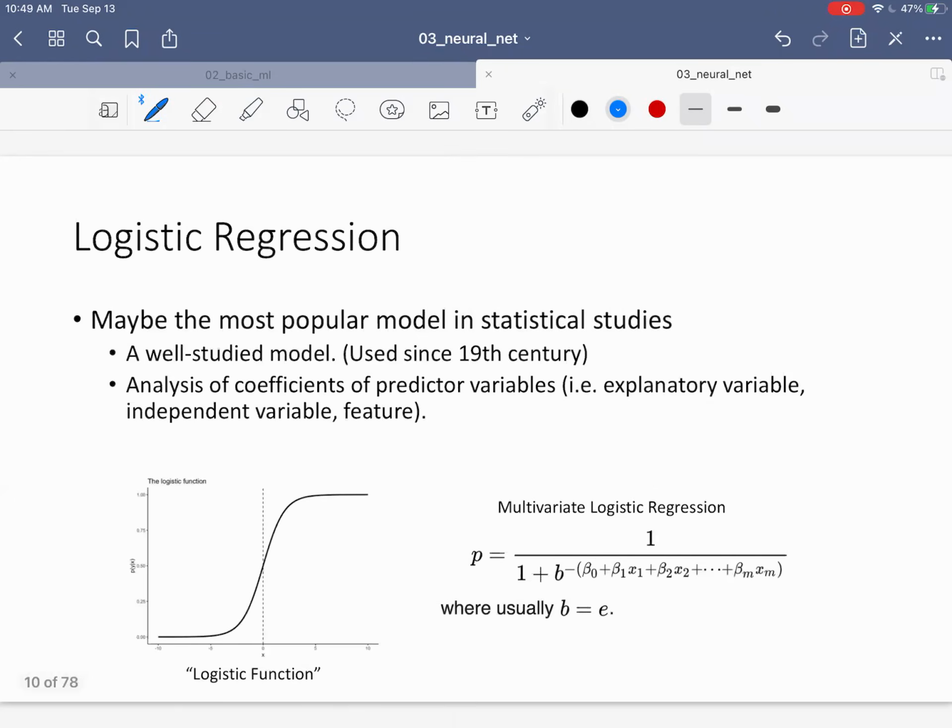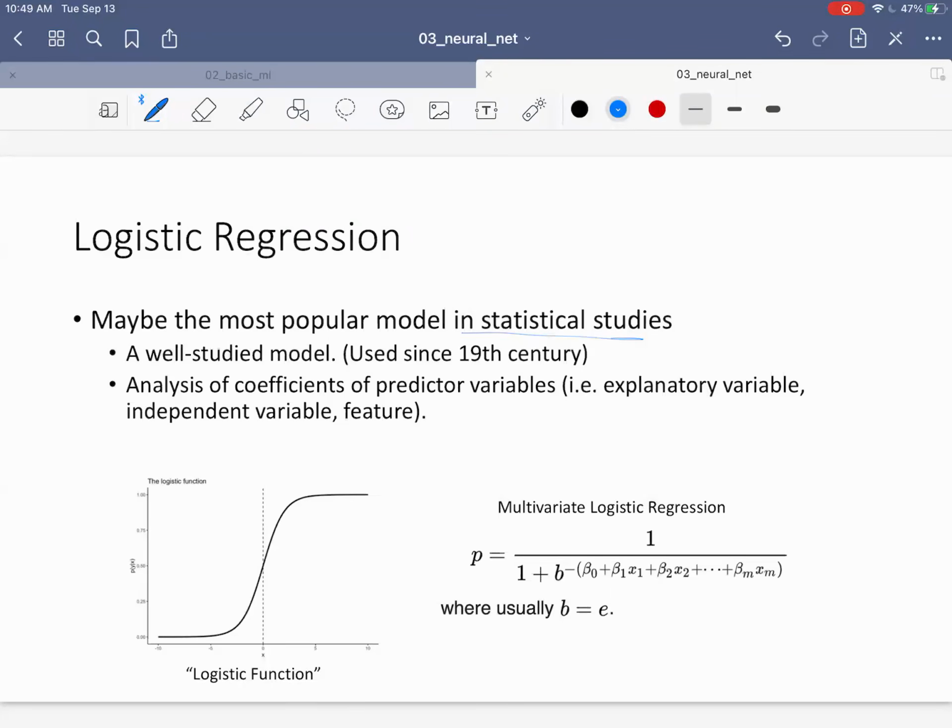All right, so last week I said that we're going to study a bit more about logistic regression, how it's derived. So this is the time to do that. Logistic regression is probably the most popular model in statistical studies. So it's used a lot in statistics, not in AI. Logistic regression is not usually used for prediction. Actually, it's used for statistical studies.